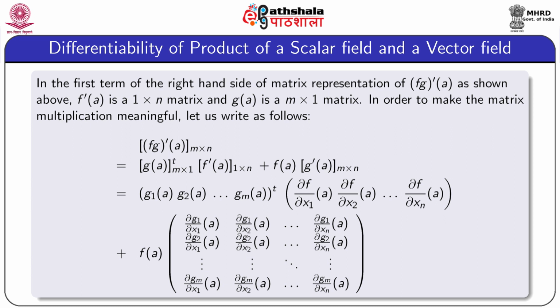First one, Ga transpose, which is a matrix of size m by 1, multiplied with f dash A, which is a matrix of size 1 by n. We add it with Fa, which is a real number, then matrix of G dash A, which is m by n. So, we have elaborately written it here.